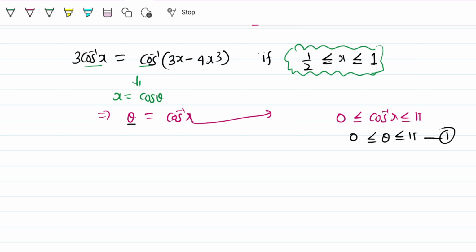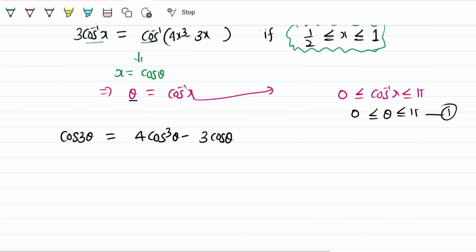Then to prove this identity, we will take the help of a simple trigonometric identity, which is cos 3 theta equals 4 cos cube theta minus 3 cos theta. Sorry, actually here we have 4x cube minus 3x. Sorry for the inconvenience. And cos theta means x, so 4x cube minus 3x is cos 3 theta.